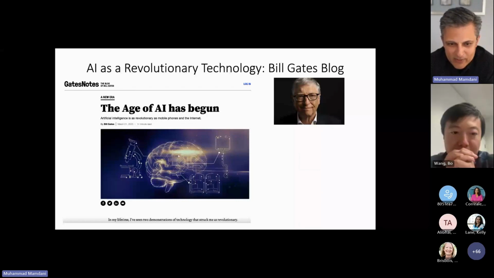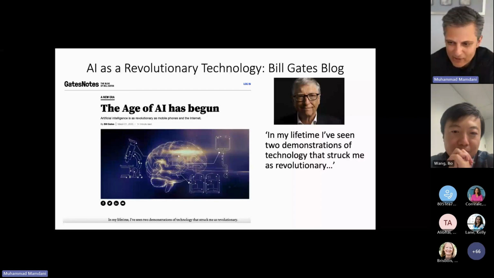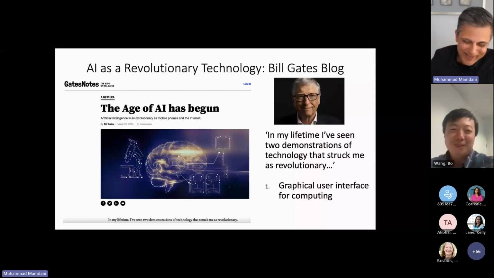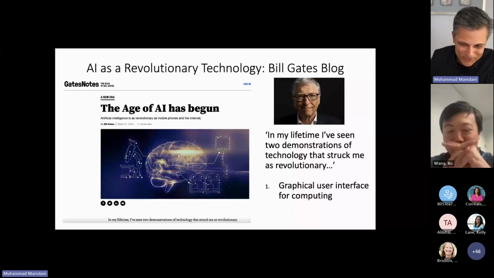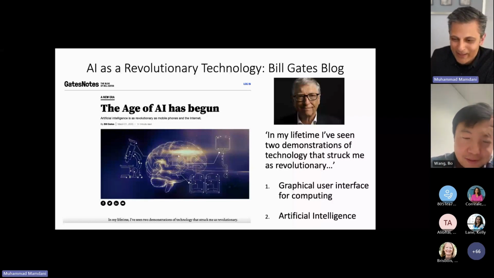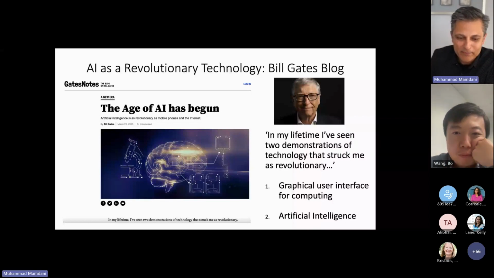Bill Gates writes a blog, and in one of his blogs, he wrote, "In my lifetime, I've seen 2 demonstrations of technology that struck me as revolutionary." Of course, the first one is his own, the graphical user interface for computing, and the second one is artificial intelligence. Some people would view Bill Gates as a bit of a skeptic, but I think a lot of people are fueling AI as a major technology that we all should be paying attention to.